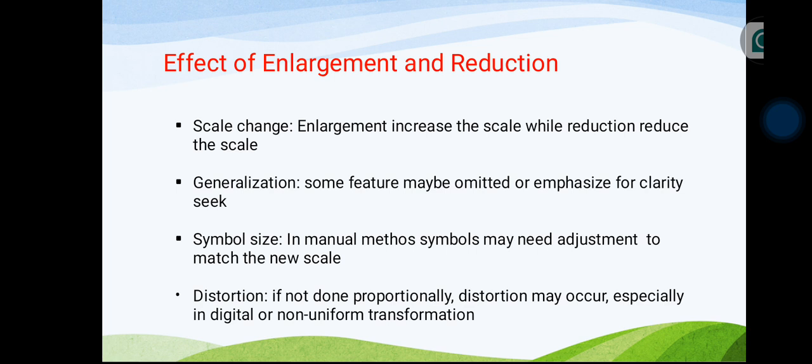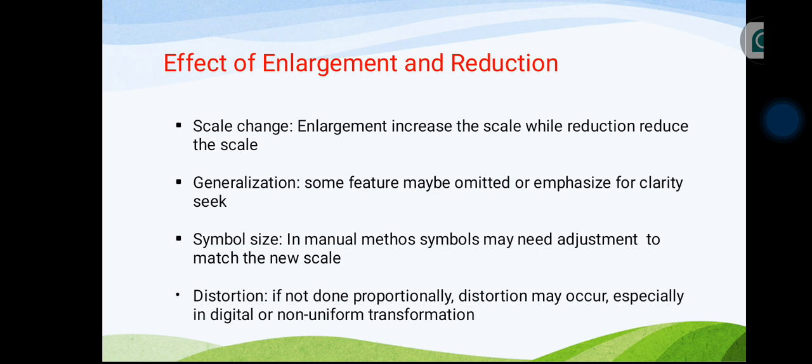Another effect is generalization. Some features may be omitted or emphasized for the purpose of clarity. When you generalize, some features may be omitted or some will be emphasized or made bigger. Another effect is symbol size. In the manual method, symbols may need adjustment to match the new scale.